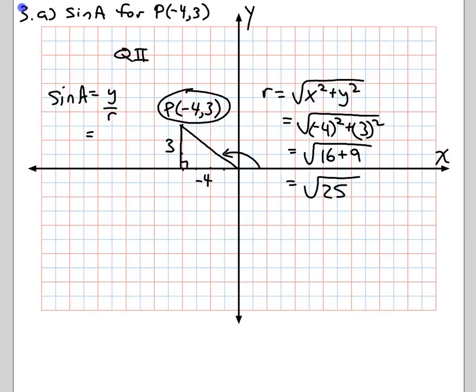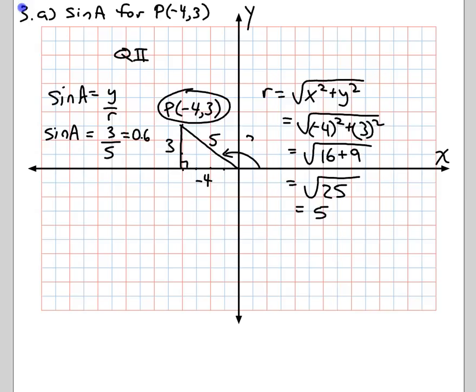16 and 9 is 25. The square root of 25 is 5. So the terminal arm is going to be 5 units long. Take our y-coordinate, which is 3. Our terminal arm length is 5. This trig ratio will be 3/5, which is, as a decimal, 0.6.